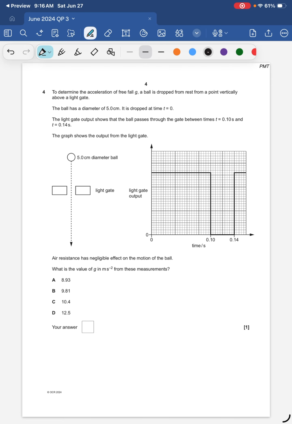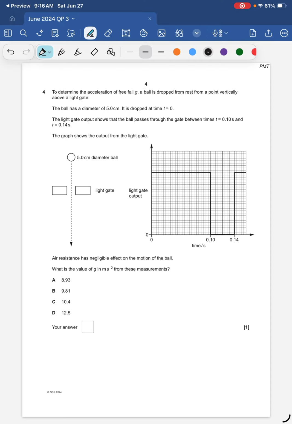Question 4. To determine the acceleration of free fall g, a ball is dropped from rest from a point vertically above a light gate. The ball has a diameter of 5 centimeters. It is dropped at time t equals 0. The light gate output shows that the ball passes through the gate between times t equals 0.1 seconds and t equals 0.14 seconds.